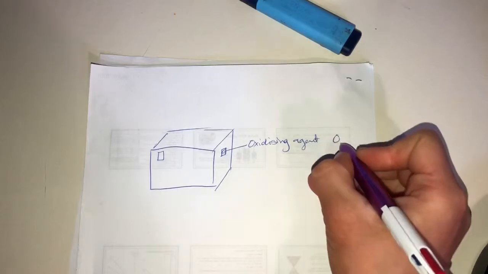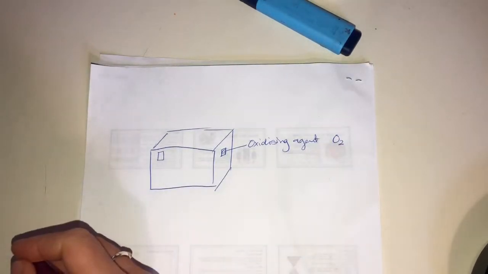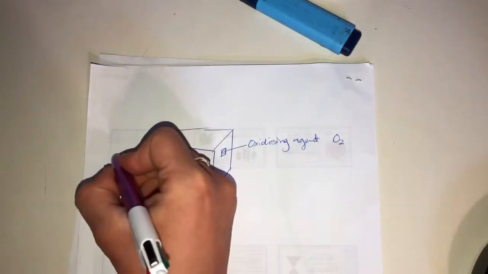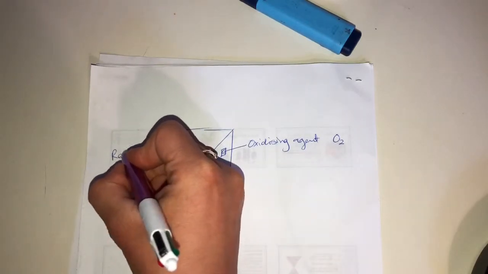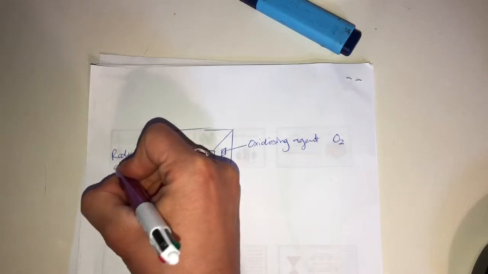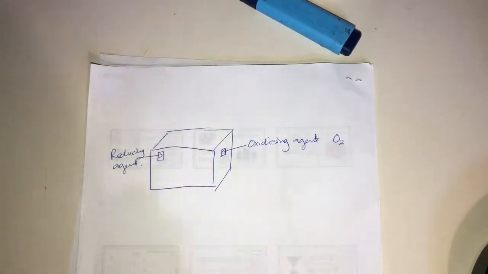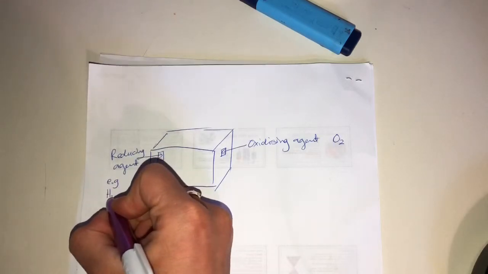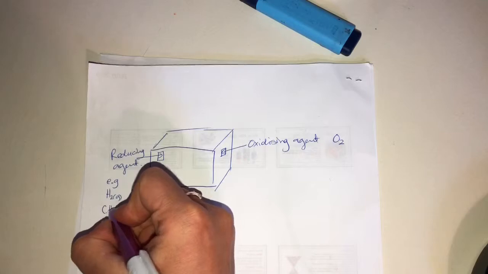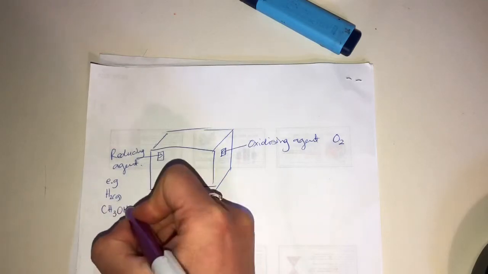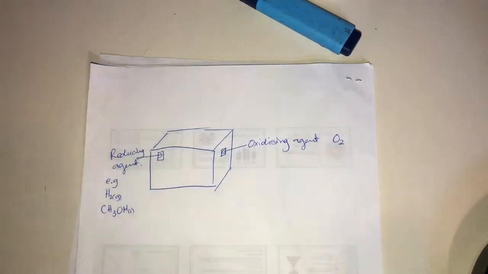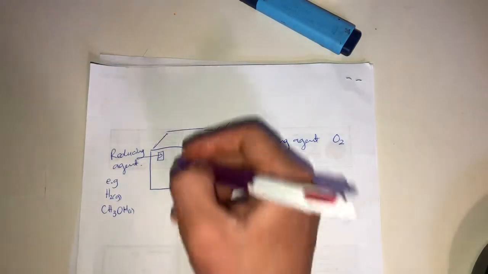And this is oxygen gas. Then you have a side for the reducing agent to enter. And this can be many things. For example, you could have hydrogen gas, you could have a methanol fuel cell, you could have a methane fuel cell, and various other things. So something else you also have are the two electrodes.